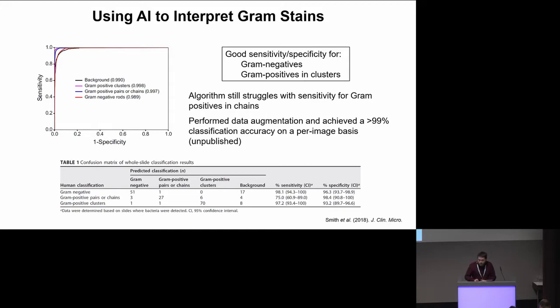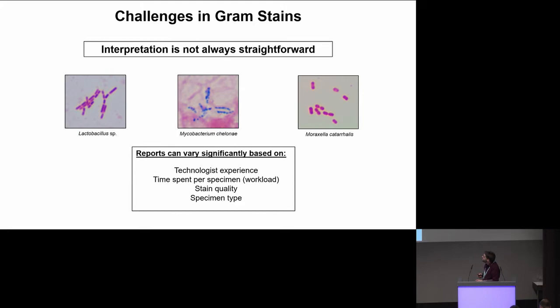The algorithm still struggled a bit with gram-positive cocci in chains, and I think that's likely due, partially at least, to the fact that gram-positive cocci in chains, when you prepare a slide in clinical practice, often will clump together and sort of look a little bit like clusters. So what we did was we performed some data augmentation on our images, and this is something we did after the publication. We were able to rotate and flip the images, greatly increasing our data set size, and we were able to achieve a greater than 99% classification accuracy on a per image basis.